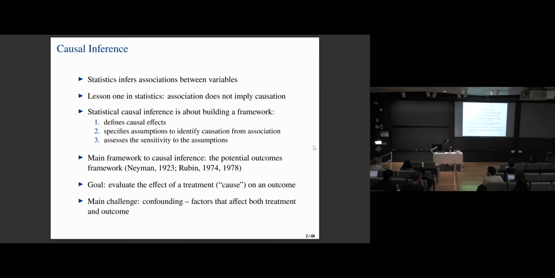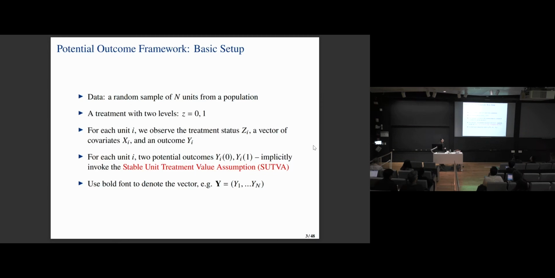Okay, so the main challenge of this is, of course, confounding. So there are factors that affect both the treatment and the outcome, and those are the hard part. So that, again, that's a very quick run over of things. So then I'll get into the Bayesian part or the framework quickly now.